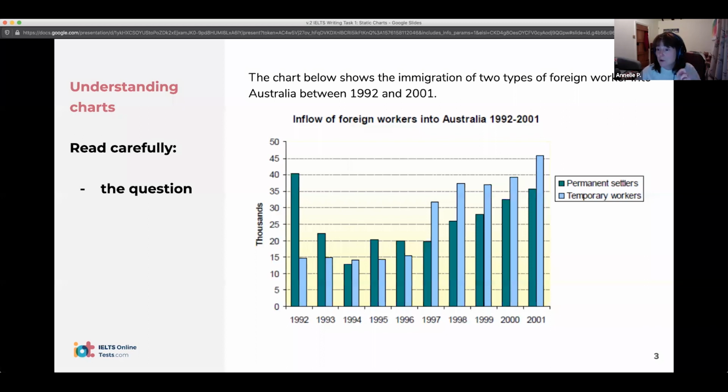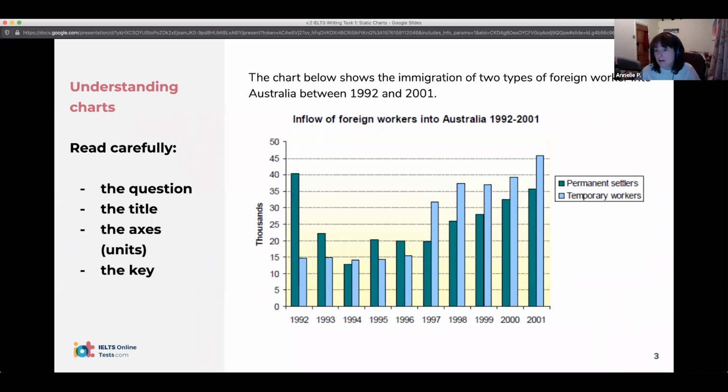So you need to read the question very carefully, you need to read the title very carefully, and also the axes. One of the main mistakes that people make is they don't look at the measurement on the axis correctly. They use percentages when it's not percentages, or they use thousands when it's millions. So you do need to spend a little bit of time looking at all of that information and making sure you 100% understand the chart before you start actually writing your answer.